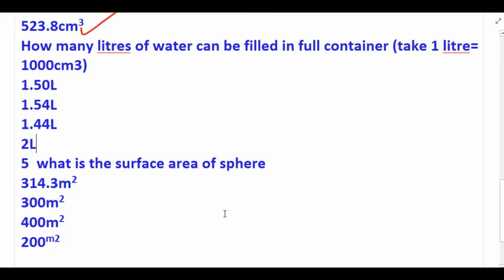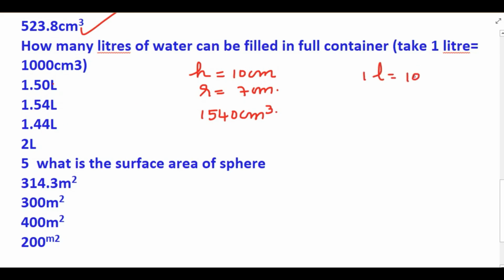So next question, how many liters of water can be filled in the full container? The height of the cylinder h they have given as 10 centimeter, radius is given as 7 centimeter. Just now we have seen volume of the cylinder is equal to 1540 centimeter cube. But here they want it in liters. Also they have given 1 liter is 1000 centimeter cube. So to convert centimeter cube to liters, we divide by 1000. So we have 1.54 liters. So the answer is 1.54 liters.